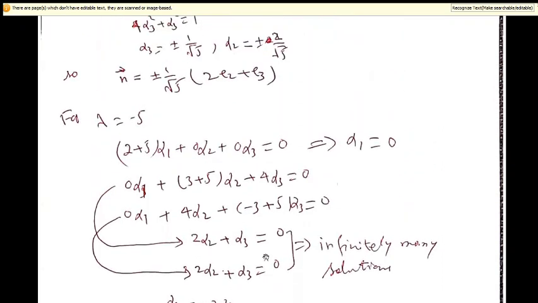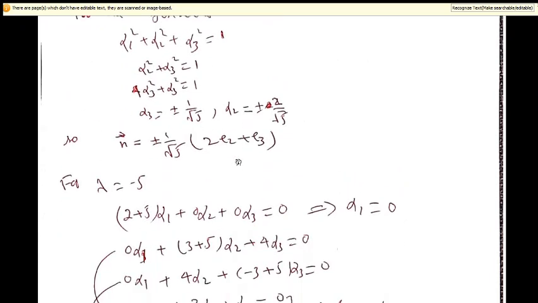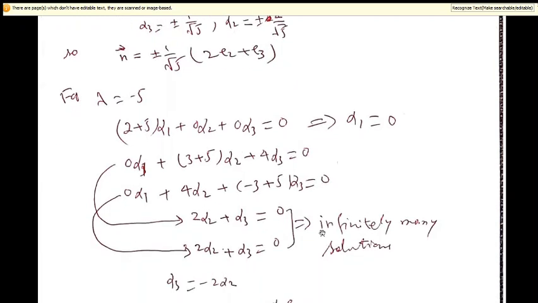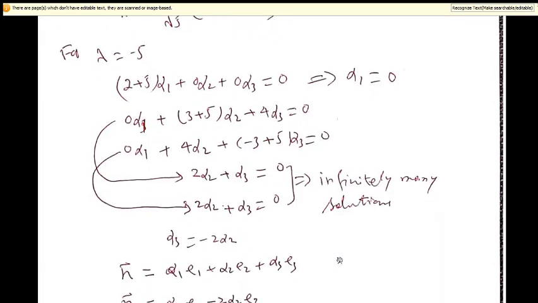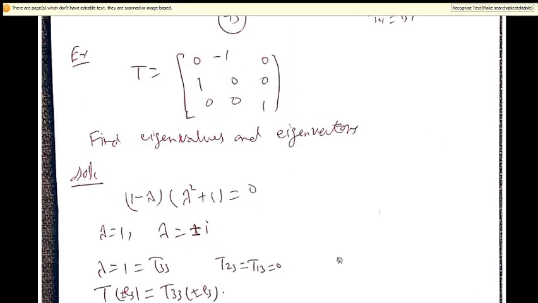Similarly, as we have done here for the unit eigenvector, you will see that you will have 2 unit eigenvectors for lambda equal to minus 5. And you can then see that for this example, in which all the eigenvalues are different, you have again 3 eigenvectors which are perpendicular with each other and they are unit. We will summarize all this in the next section.